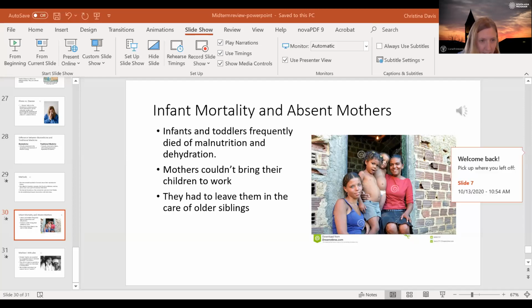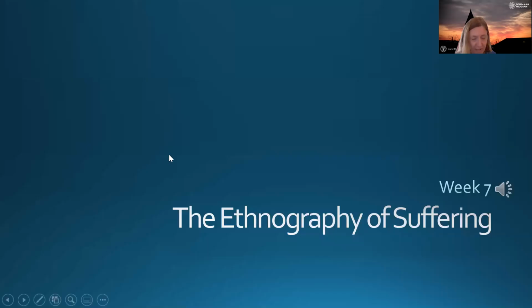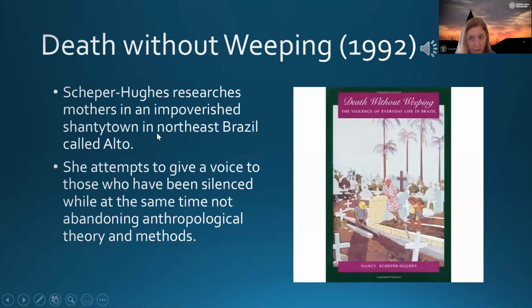And then since we're talking about Nancy Scheper-Hughes, Death Without Weeping was her first research project, right? So she's studying the experience of impoverished mothers in a shanty town in Northeast Brazil. Now, this was important because of the content of the study, but also it teaches us about how to be an ethnographer, how to be an anthropologist, but also an activist.